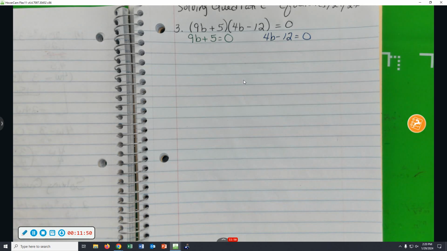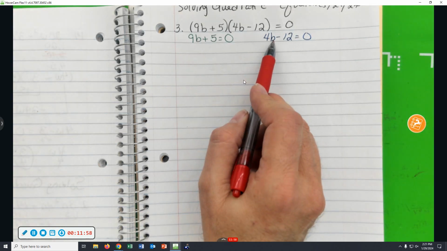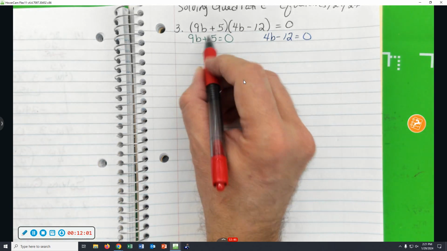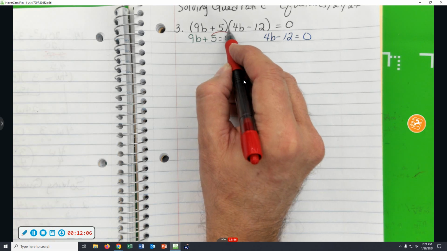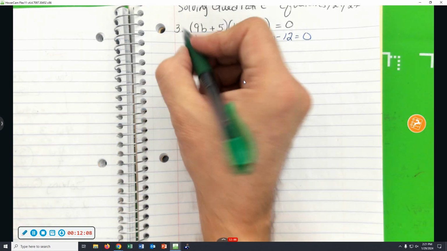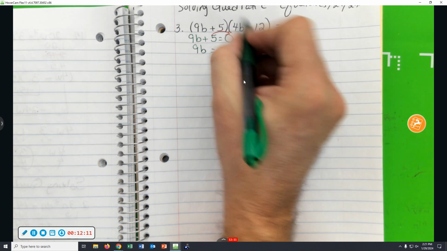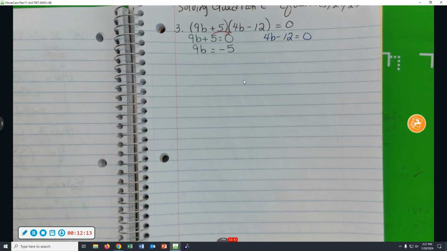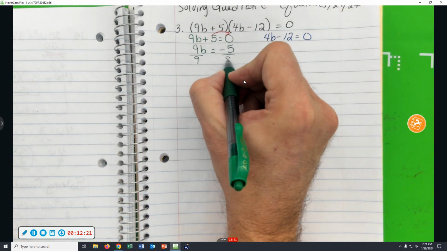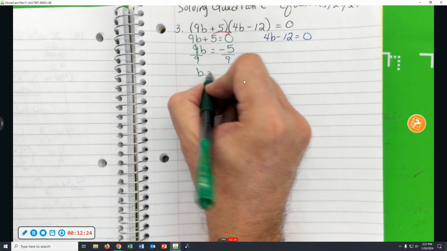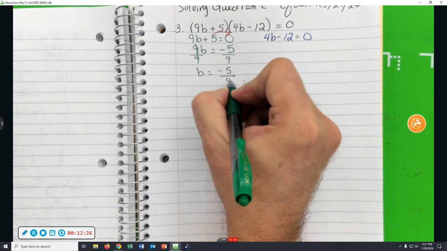So that 9b plus 5 equals 0. How would y'all go about solving that for b? Again, these are b's, not 6's. What would y'all do first? Subtract 5, that's right. I'm going to do that, and just move that 5 over and change the sign. So 9b equals 0 minus 5, negative 5. And then what to get the b by itself? Divide both sides by 9. The 9's cancel, so we have b equals negative 5 over 9.